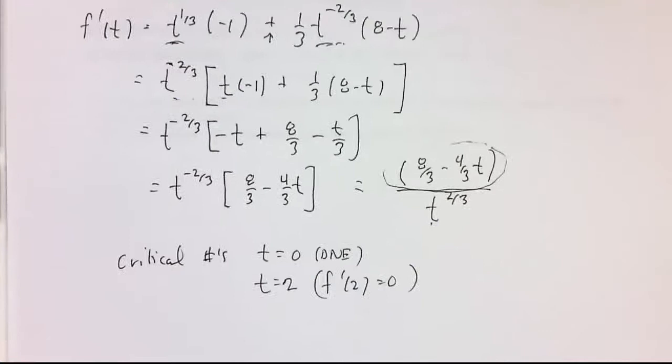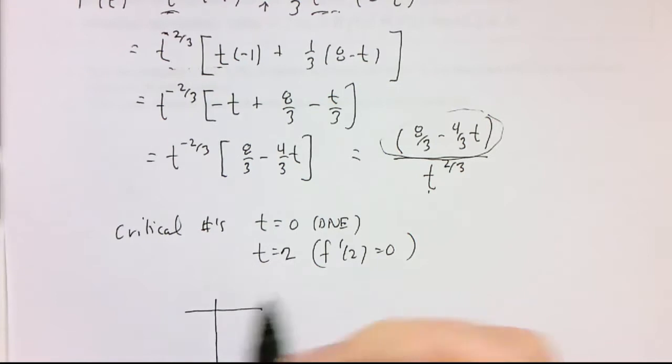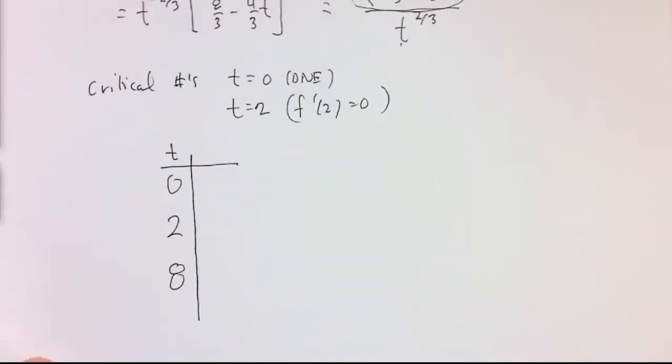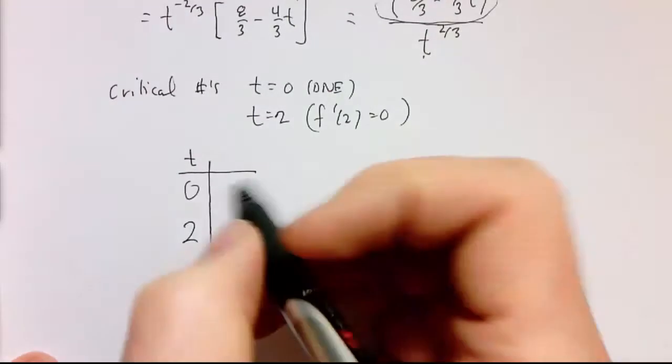Right. Now I need to make a list. All my critical numbers are inside the range 0 to 8, and also the endpoints 0 and 8. So 0 is both a critical number, it's not inside the range, but it's also an endpoint, so we're going to check there anyway.